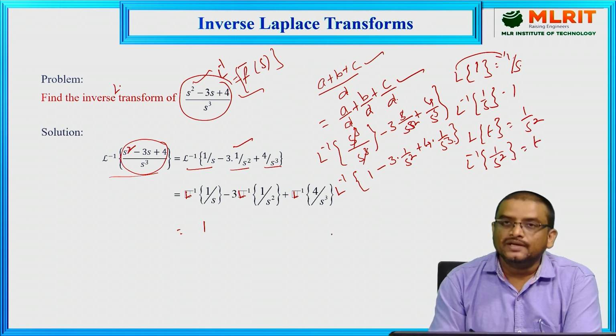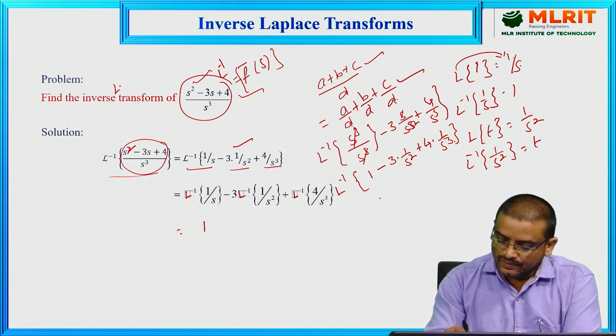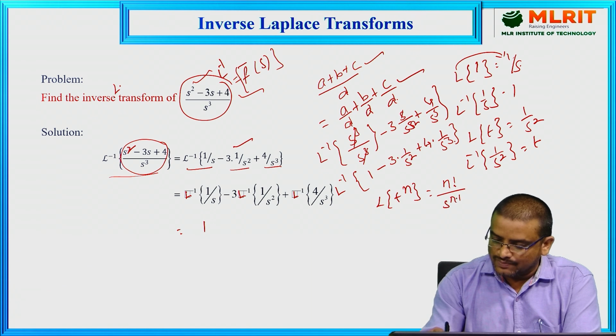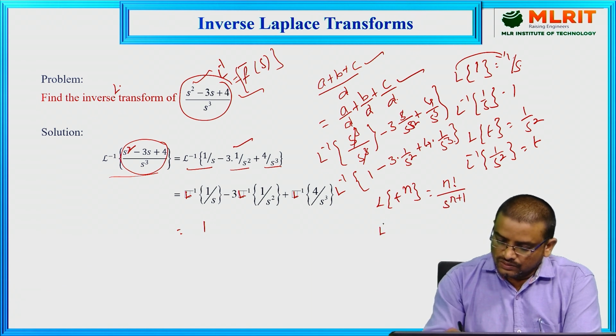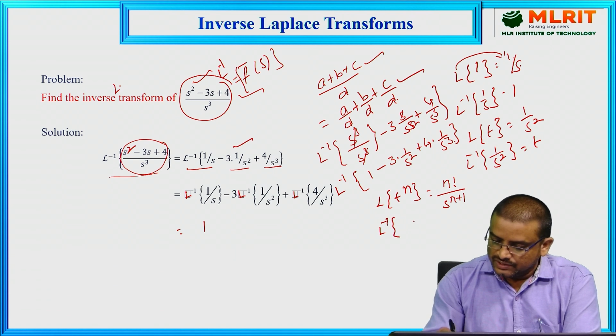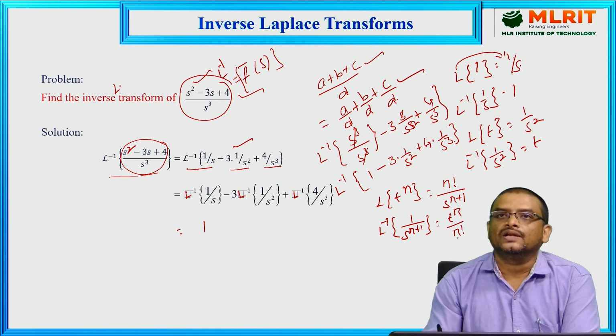And similarly we have the formula Laplace transform of t power n. Use this formula. So this can be written as n factorial by s power n plus 1. Now we send this L to this side: L inverse of 1 by s power n plus 1 is equal to t power n by n factorial.